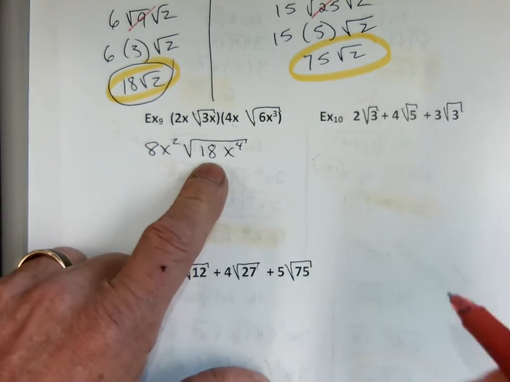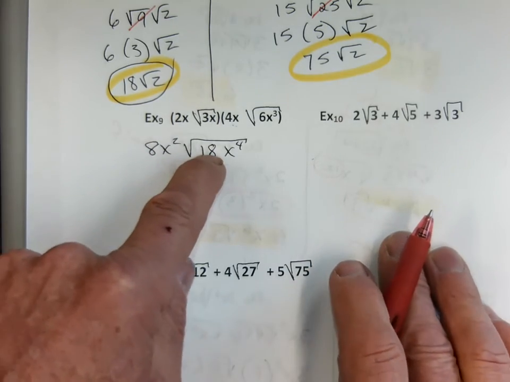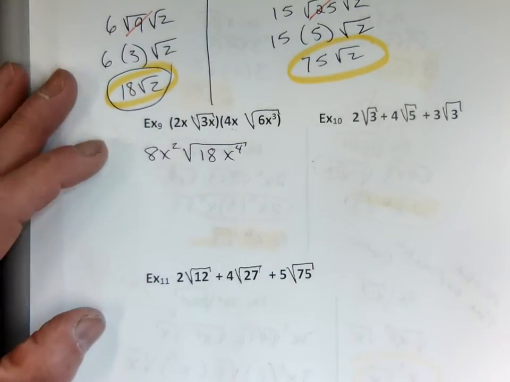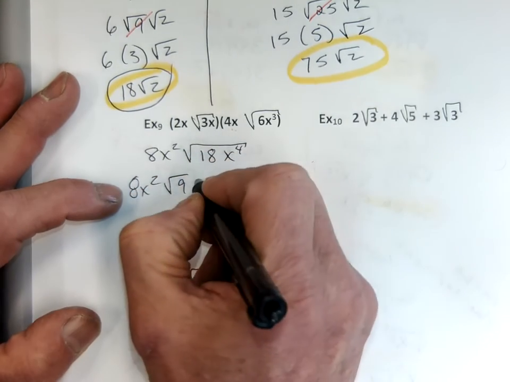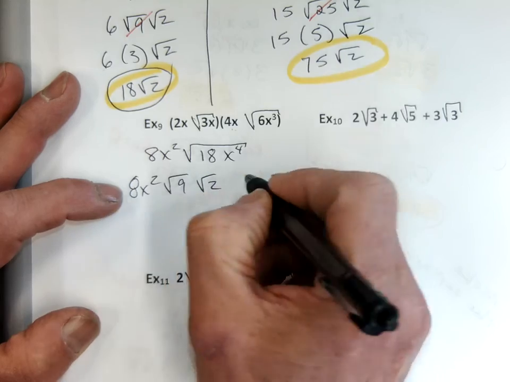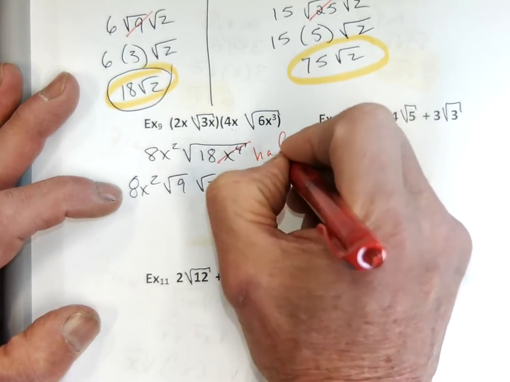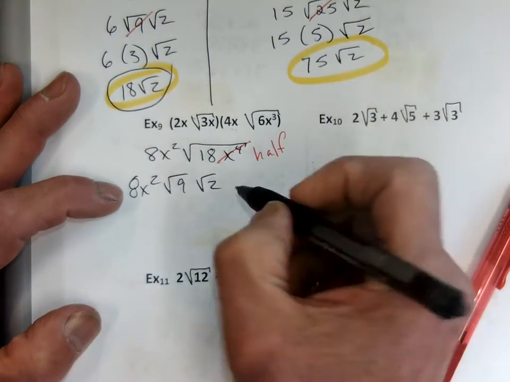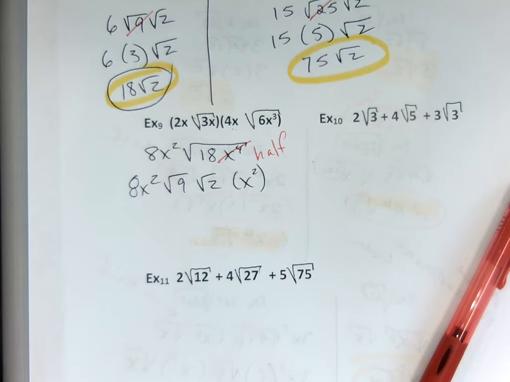Now, square root of 18 is an ugly number. Is there a beautiful number hiding inside of it? Yeah. What is it? 9, right? So 8x squared times the square root of 9 times the square root of 2. And I may as well just right now take half of that. I can take half of that, right? Half of that makes an x to the 2. So when I do this process, something some kids miss, when I take half of it, it comes out.